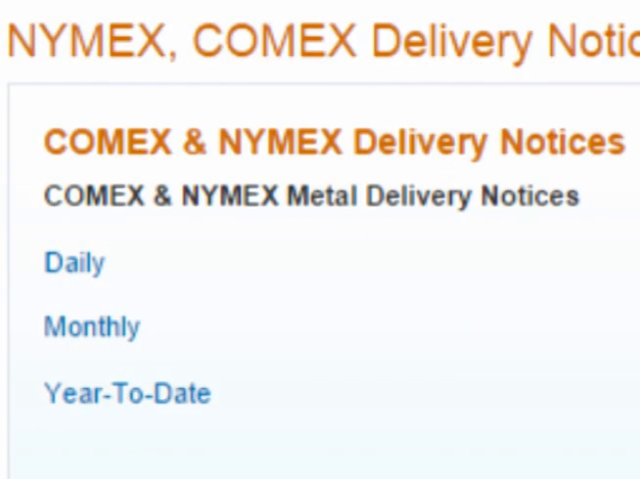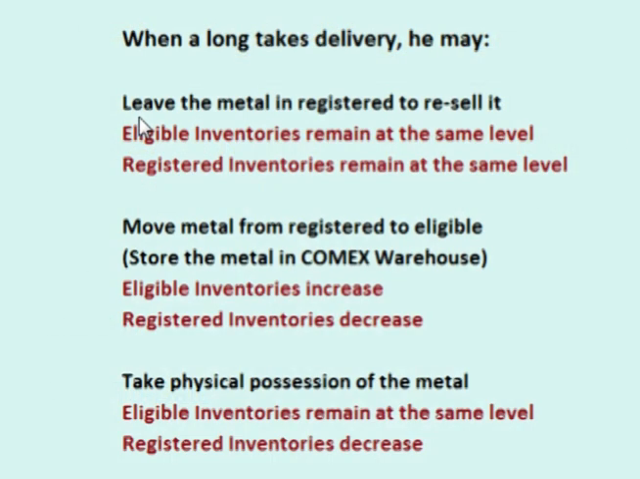When a trader takes delivery, it means he is taking physical delivery of the warrant. It does not necessarily mean they are taking physical delivery of the metal. The warrant is transferred from the seller's broker to the buyer's broker. The buyer may then do one of three things. The buyer may keep the metal as registered metal for delivery the next month. In other words, he basically resells the metal he just bought. In this situation, there would be no change in total eligible or registered inventories.